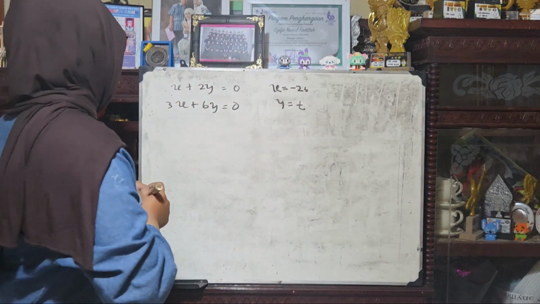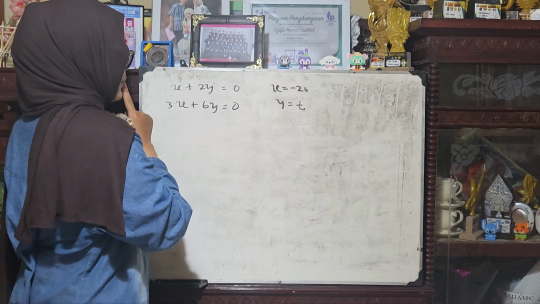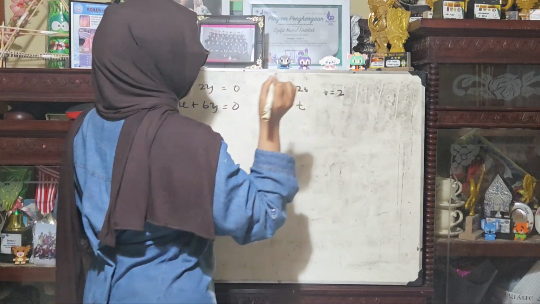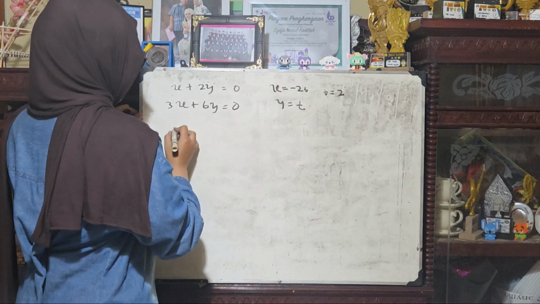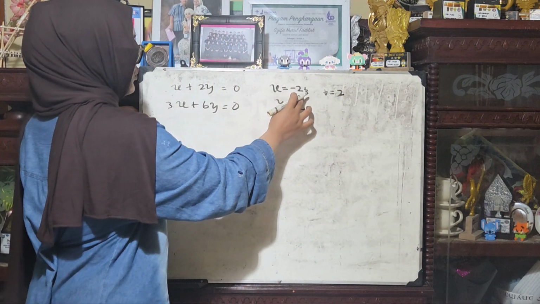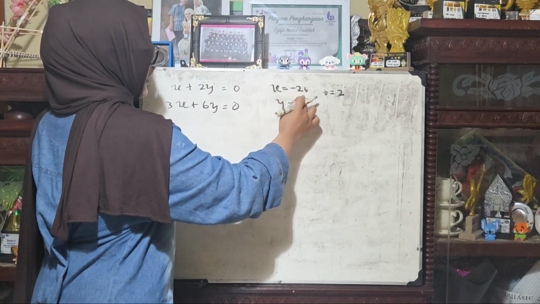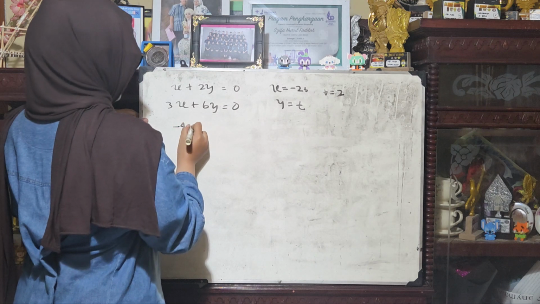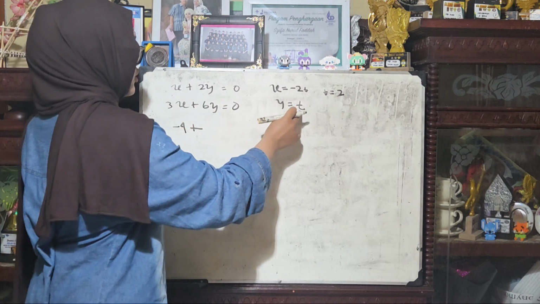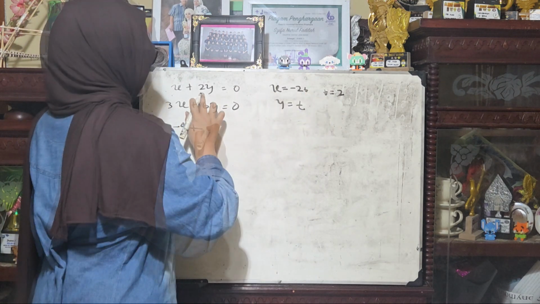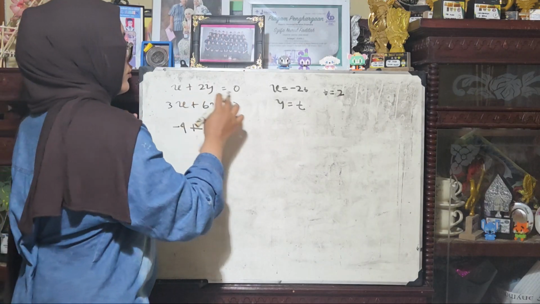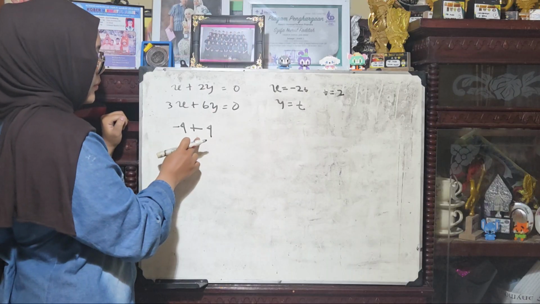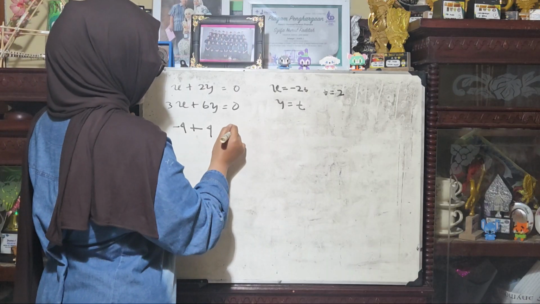Let's check. For example, t equals 2. So we have x as minus 2t. Minus 2 times 2 equals minus 4. So x equals minus 4, and y equals t, which is 2, so 2y is 2 times 2 equals 4. So minus 4 plus 4 equals 0.